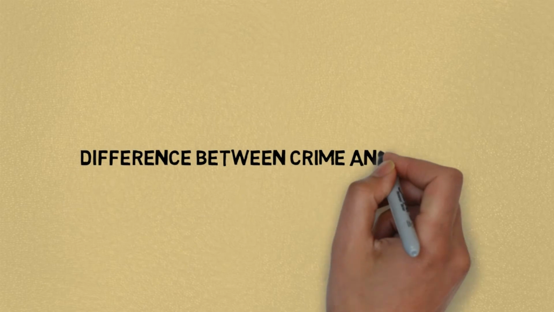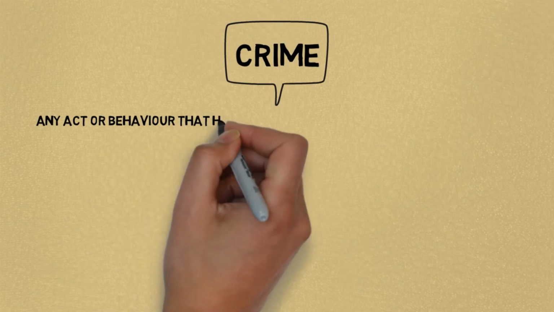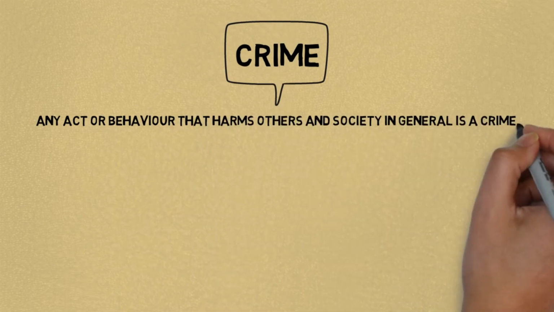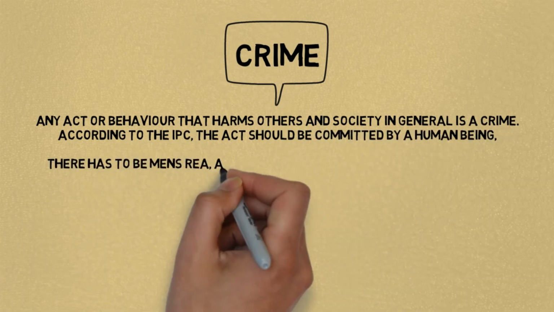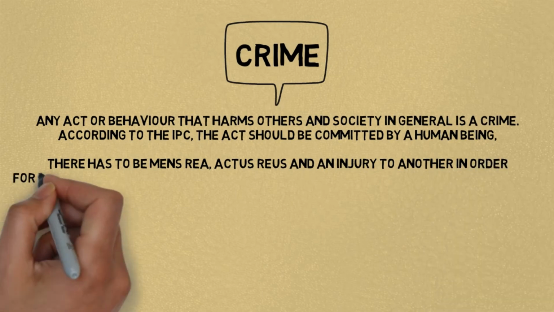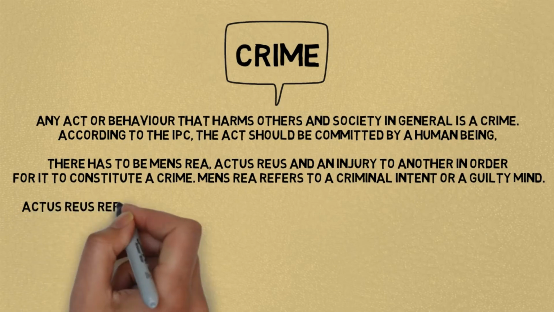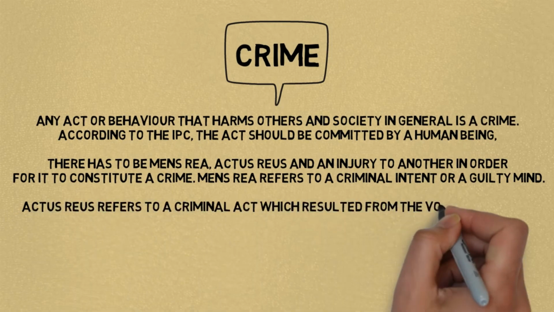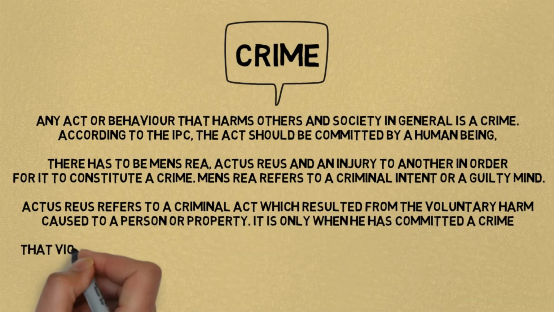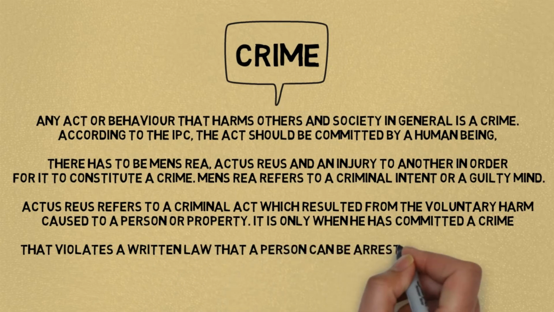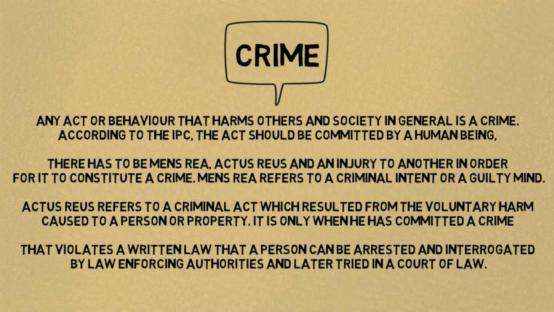Difference between crime and offence. Any act or behavior that harms others and society in general is a crime. According to the IPC, the act should be committed by a human being. There has to be mens rea, actus reus, and an injury to another in order to constitute a crime. Mens rea refers to a criminal intent or a guilty mind. Actus reus refers to a criminal act which resulted from the voluntary harm caused to a person or property. It is only when he has committed a crime that violates a written law that a person can be arrested and interrogated by law enforcing authorities and later tried in a court of law.